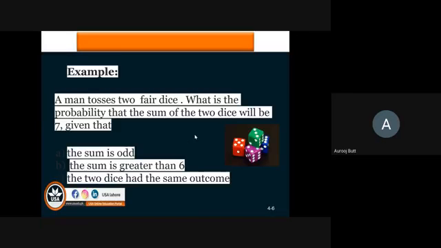So coming to the example: a man tosses 2 fair dice. What is the probability that the sum of the 2 dice will be 7, given that what? The sum is odd. The B part is stated as the sum is greater than 6 and the C part is stated as the 2 dice had the same outcome. अब आपने क्या करना है? 2 fair dice का केस है. That means you'll simply construct the bivariate table and enlist all the sample points so that we can compute the probability easily.